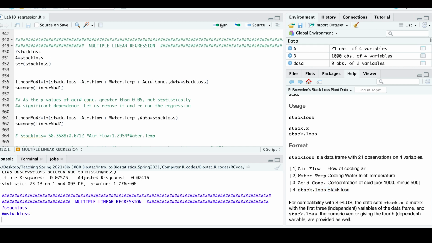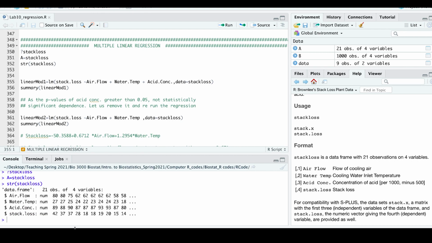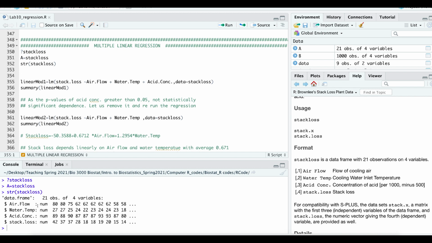If you look at the stack loss data, you see that there are four columns, all of them numerical, all numbers here. You see that? Now our goal here is to test if the stack loss depends on airflow, water temperature or acid concentration or not. That's what we want to test. This is just an example of multiple linear regression.